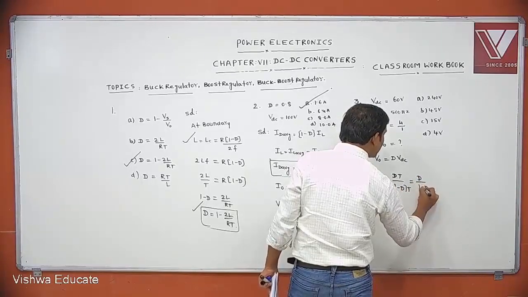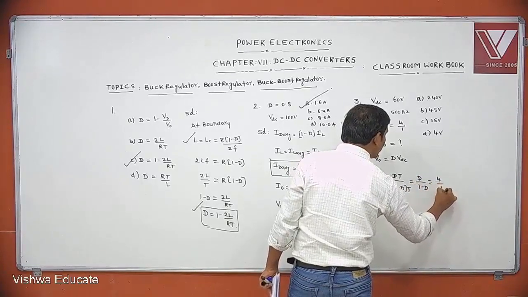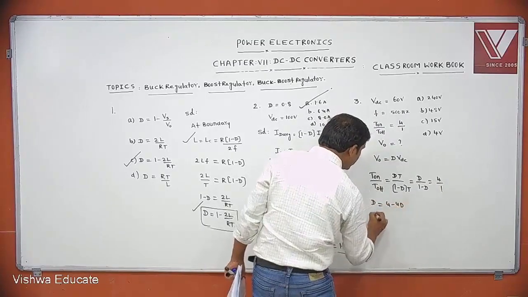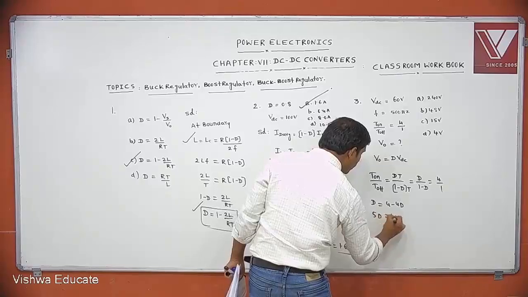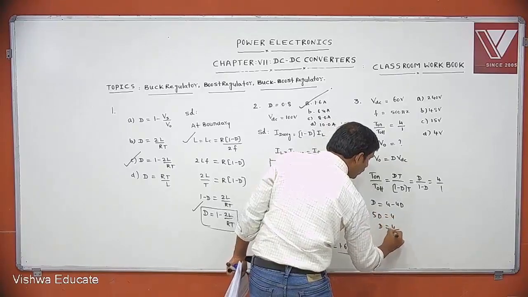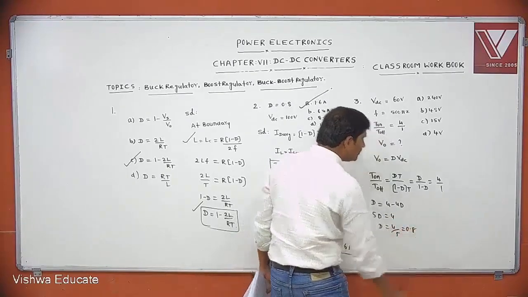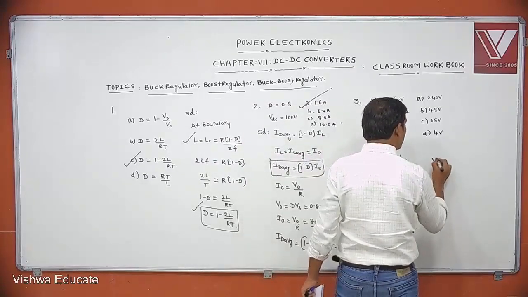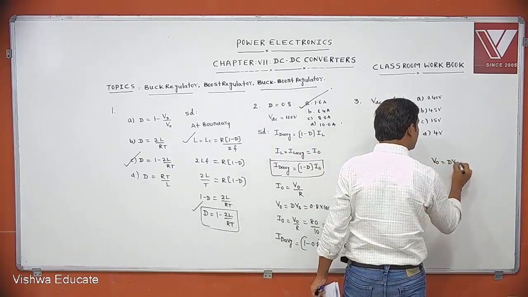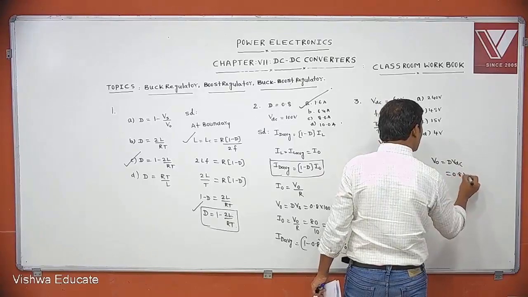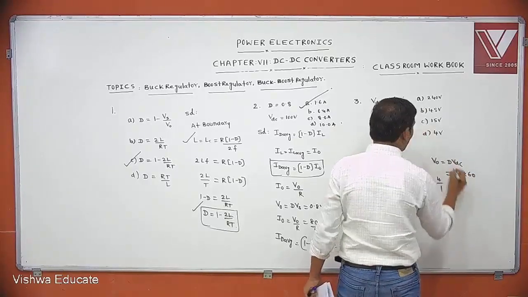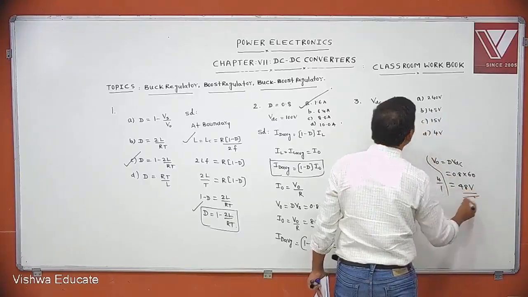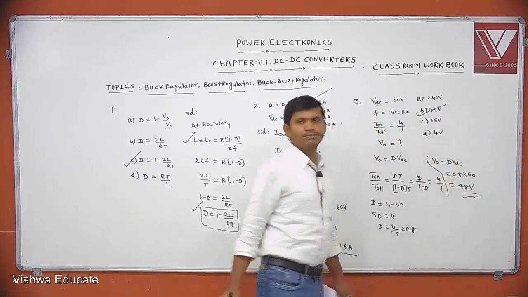So d by 1 minus d equals how much is given? 4 by 1. Then cross multiply: d equals 4 minus 4d. Then 5d equals 4, so d equals 4 by 5, that is 0.8. But you want the average output voltage, right? Then V naught equals d into Vdc, so 0.8 into 60 gives 48 volts. The average output voltage equals 48 volts. Option B is correct.